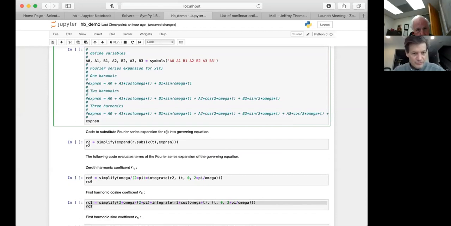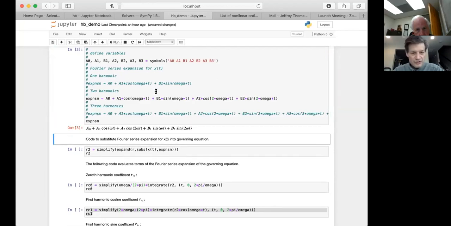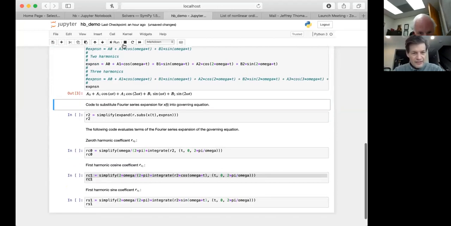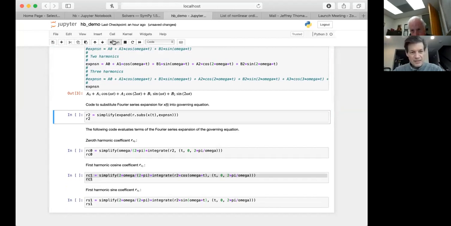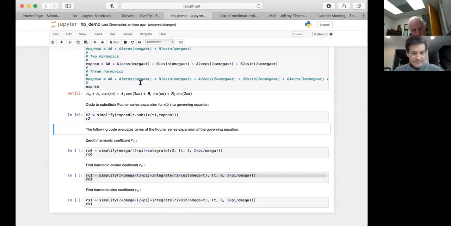So I'll do the expansion there. You just run this chunk of code. There I've set up my expansion to be 2 harmonics instead of 1 as in the previous charts. And then the next set of lines substitutes that expansion into the governing differential equation, and we'll run that real quick. Bear with me, it's a little bit slow because it gets big, but it should pop up here in just a second.